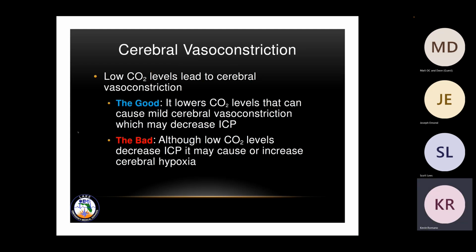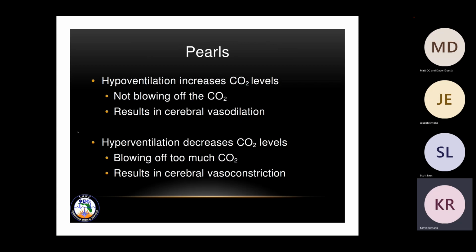So low carbon dioxide levels lead to cerebral vasoconstriction. The good: lowering carbon dioxide levels can cause mild cerebral vasoconstriction, which may decrease ICP. However, the bad part of it is, although low CO2 levels decrease ICP, it may cause or increase cerebral hypoxia, right? And we don't want cerebral hypoxia. So some of the pearls behind this: hypoventilation increases CO2 levels, and not blowing off enough CO2 results in cerebral vasodilation. But hyperventilation decreases the levels, and blowing off too much CO2 results in vasoconstriction, right?